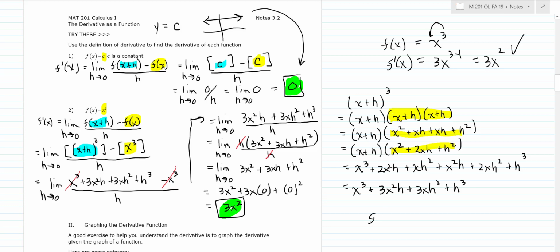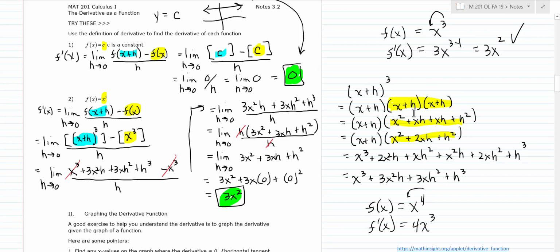So if you did this same problem, f of x equals x to the fourth, that wouldn't be too fun to do this way. Well, the derivative is this. You bring down the 4, you subtract 1 from the exponent, so it's 4x to the third. Isn't that cool? All right. Okay, so that's your shortcut on that.